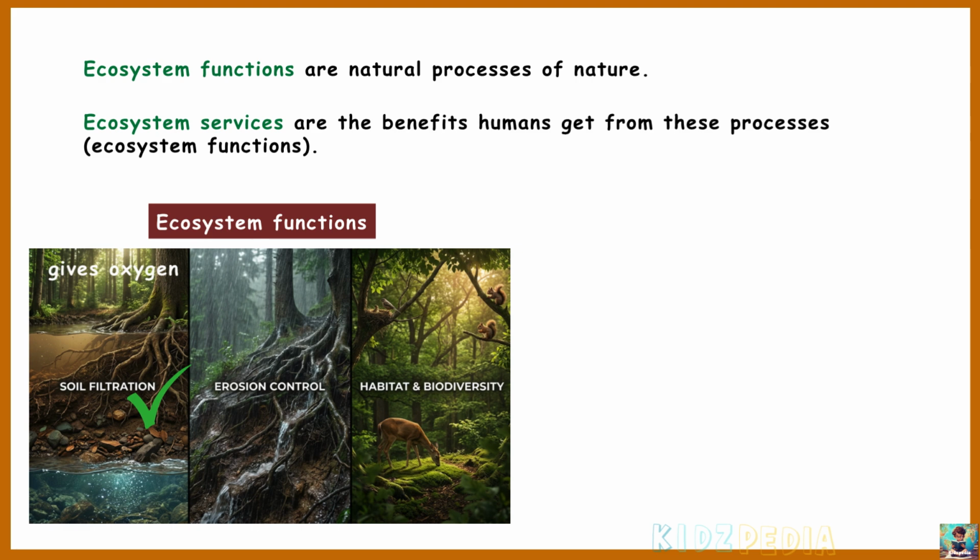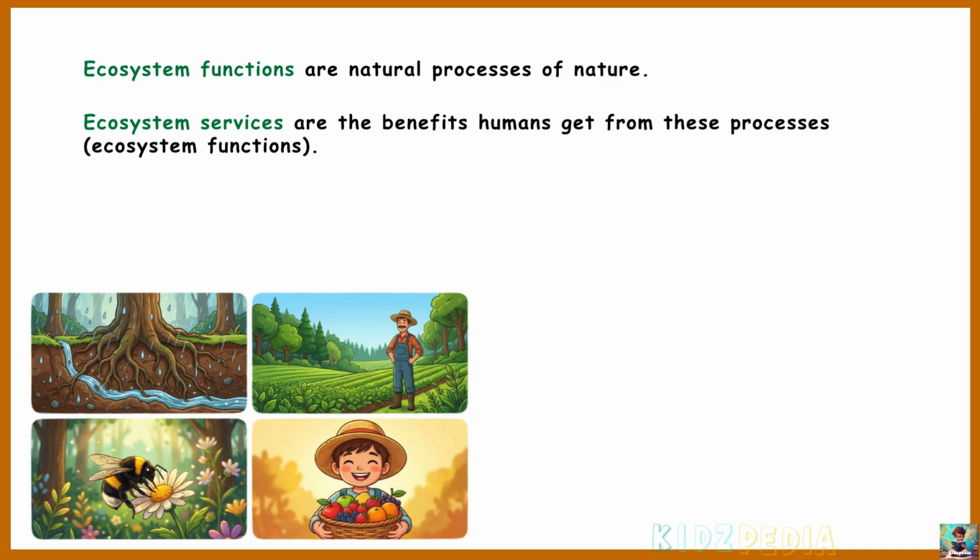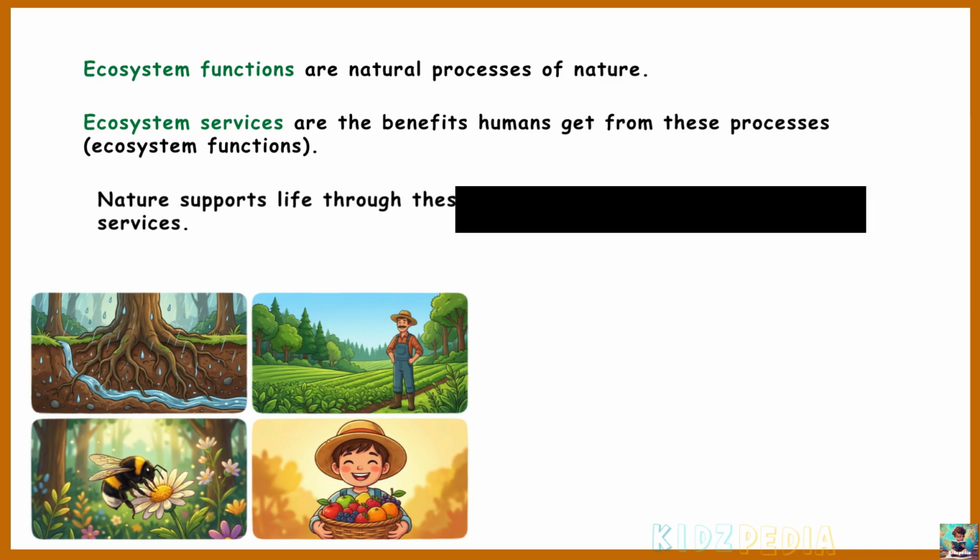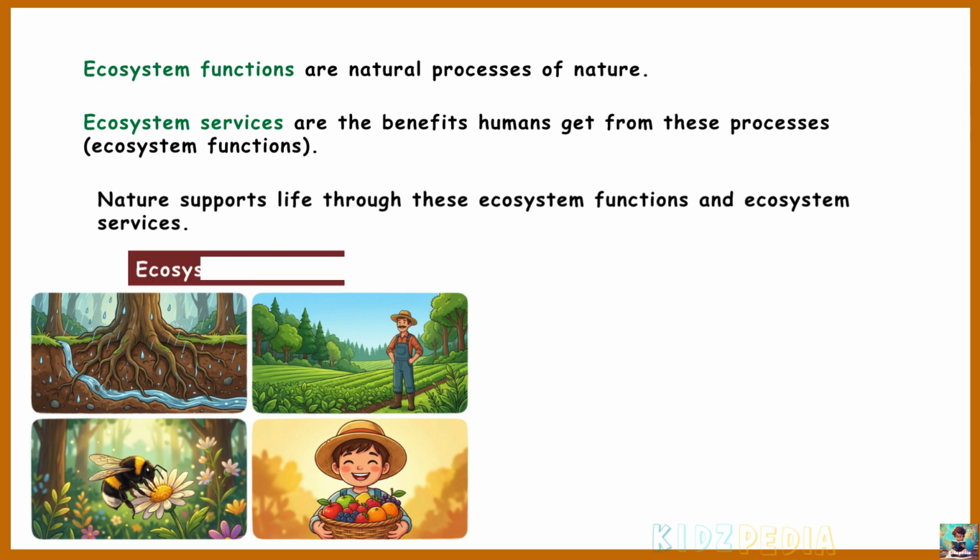And forests also prevent soil erosion by holding soil with roots and reducing the impact of rainwater. And forests give shelter to animals. All this happens naturally without human effort. So, we get clean water, our farms are protected, and crops grow better. That is ecosystem services. So, when we use or benefit from the ecosystem functions, we call them ecosystem services.